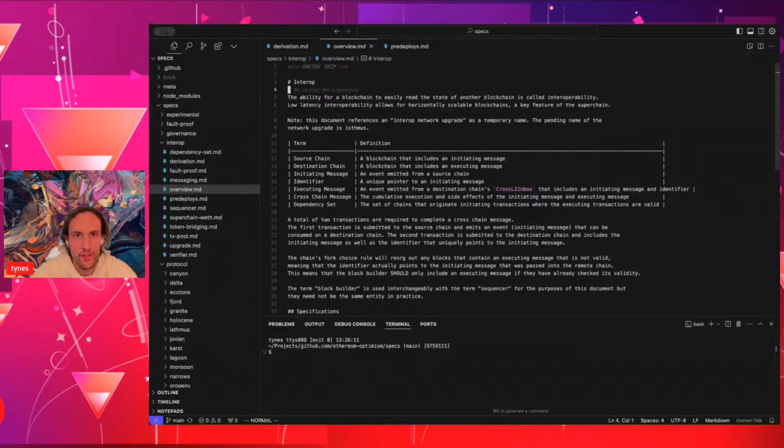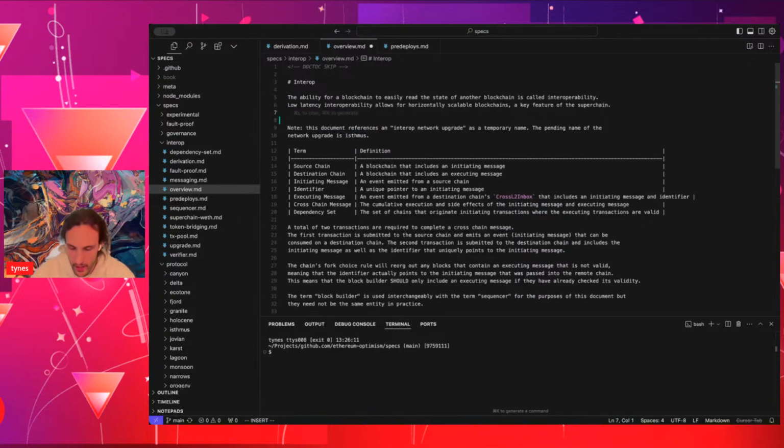So we've got this website, specs.optimism.io. It's these markdown files. This is kind of the overview for interop. So let's see if this is out of date. The ability for a blockchain to easily read the state of another blockchain is called interoperability. Low latency interoperability allows for horizontally scalable blockchains, a key feature of the superchain. Yeah, I think that's true.